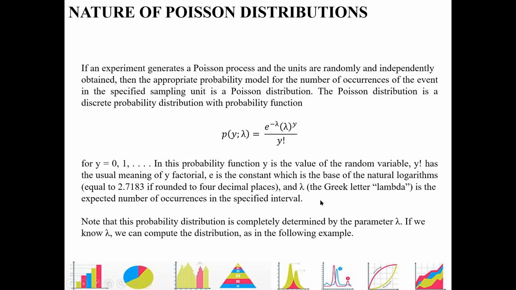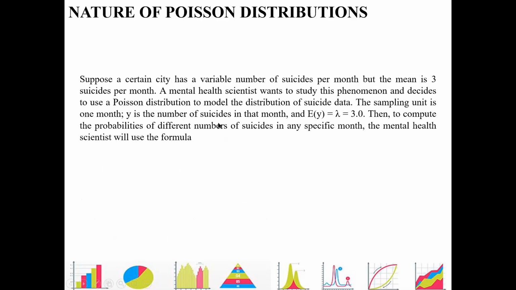Now, this probability distribution is completely determined by the parameter lambda. If we know lambda, we can compute the distribution as in the following example. Suppose a city has a variable number of suicides per month, but the mean is 3 suicides per month.